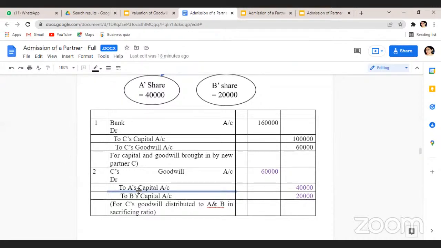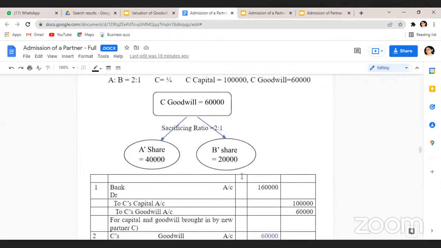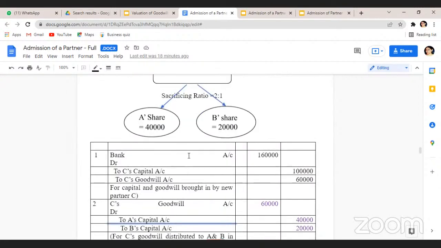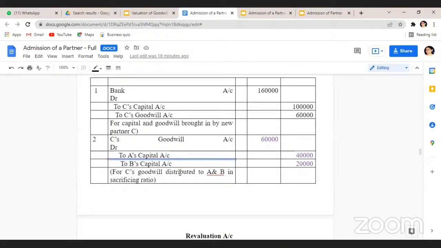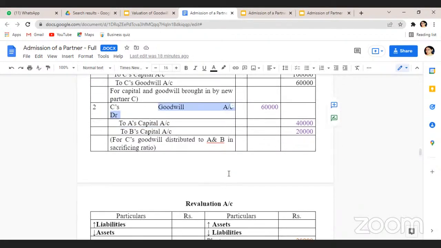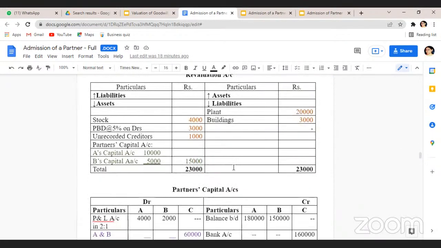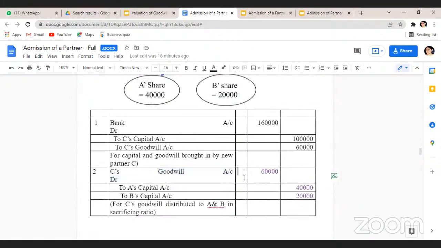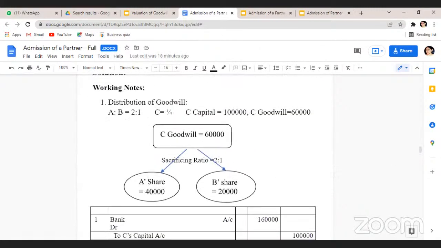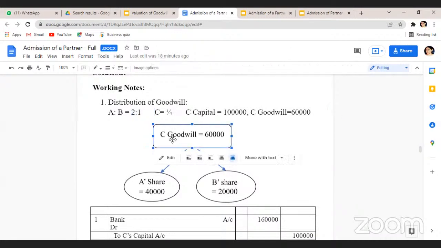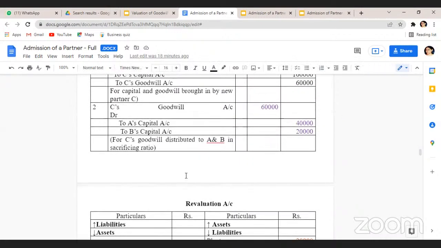Okay. Now the second journal entry we will pass. What is that? For distributing this goodwill to the partners, A and B. C is giving, and A and B are taking. So C's goodwill account is debited, and A's and B's capital accounts are credited. Okay. Now come to the revaluation. This working note part is over. We calculated the sacrificing ratio, distributed goodwill among the partners, and passed the entries.